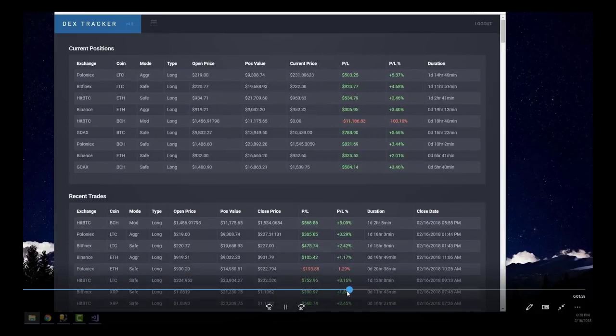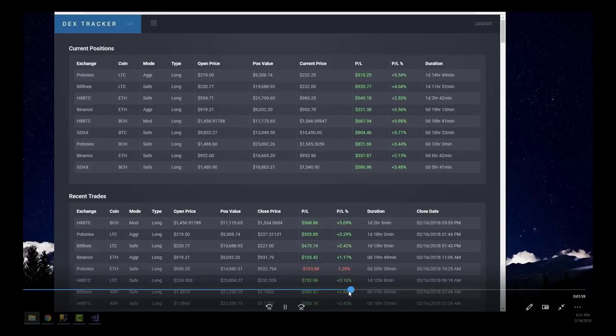There we go. Okay, so as you can see right there, there is a current price of $0.00 on HitBTC, and the profit loss says it's negative $11,000. That's an API issue. I just wanted to point that out. So what happened is the API, when Dex was running, HitBTC, it disconnected for just a second when it was hitting the API.